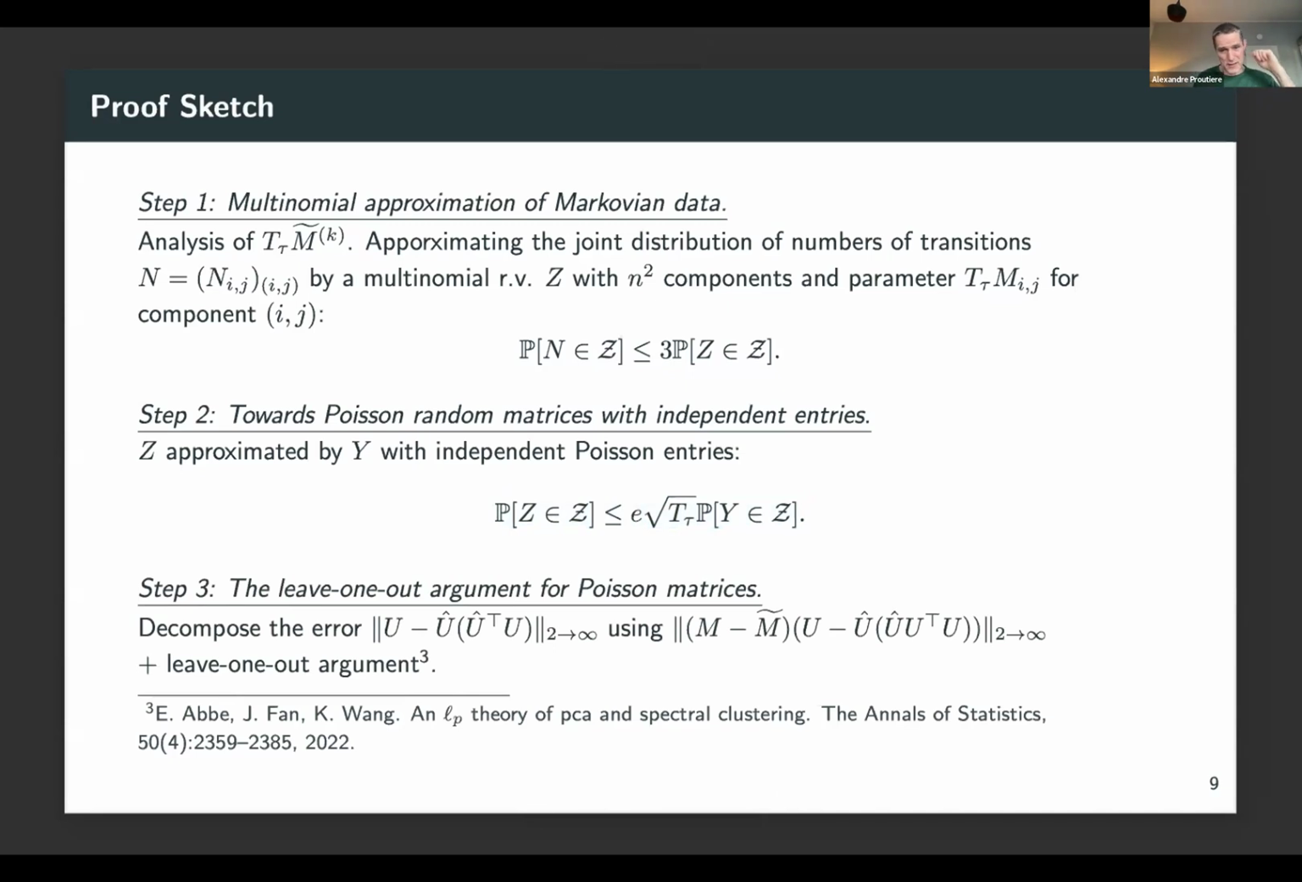Finally, as I said, one of the core contributions is to apply the leave-one-out argument to get entry-wise guarantees for Poisson matrices. And I really don't have time to detail this, but this is the core ingredient to get the guarantees for the singular subspaces and the entry-wise guarantees of the matrices.